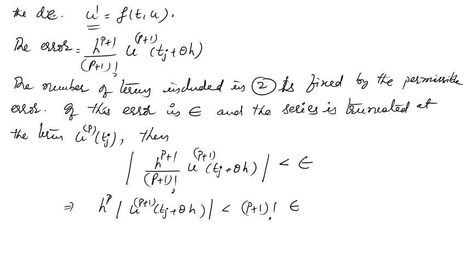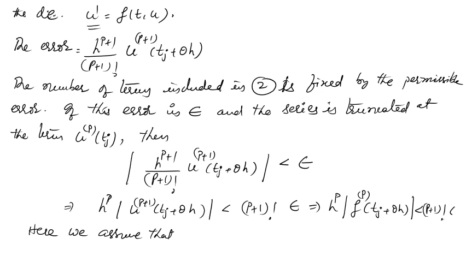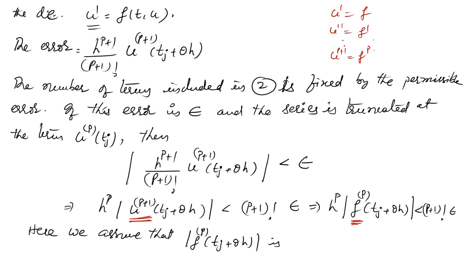So here we assume that, or one can write like this. This is h to the power of p, modulus of fp of tj plus theta h is less than p plus 1 factorial epsilon. That means I am replacing the p plus 1th derivative by the function's pth derivative. Why? Because here u dash equal to f, u double dash equal to f dash, like that. So the u p plus 1th derivative is nothing but fp. So I have replaced the p plus 1th derivative using the pth derivative of the function, and here we assume that this is a known value. The modulus of fp of tj plus theta h is known.